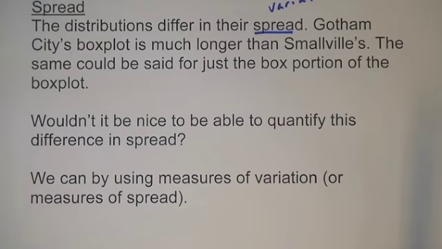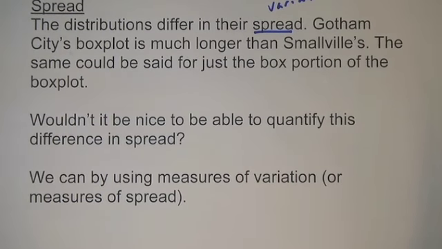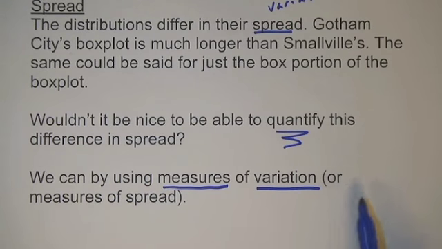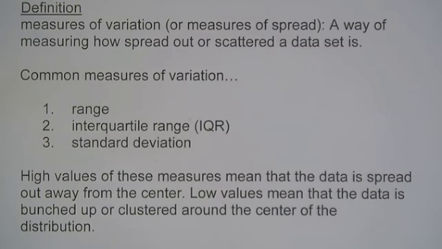So instead of just saying more variation, less variation, or more spread or less spread, wouldn't it be nice to be able to quantify this difference in spread? So assign a number to it. And we can by using the measures of variation. They're also known as the measures of spread. What a measure of variation is, basically what we just said, a way of measuring how spread out or scattered a data set is.